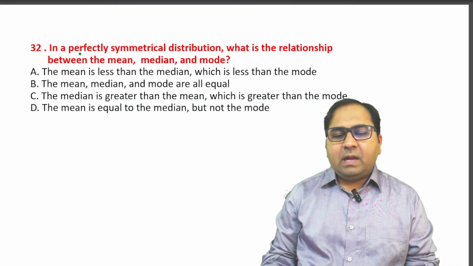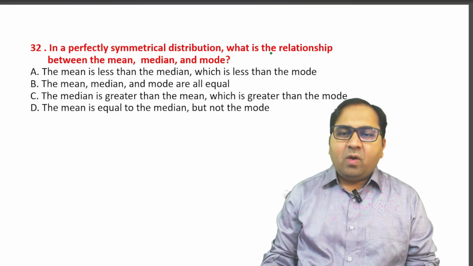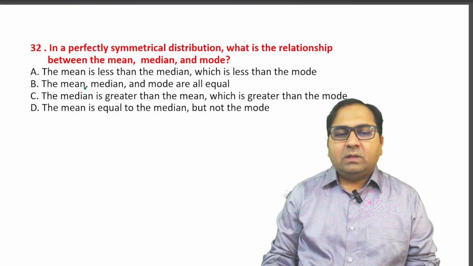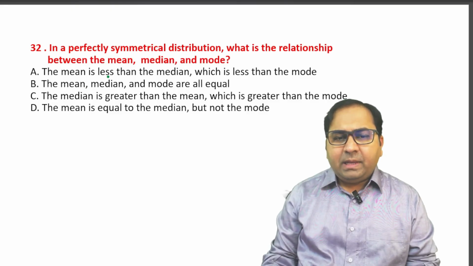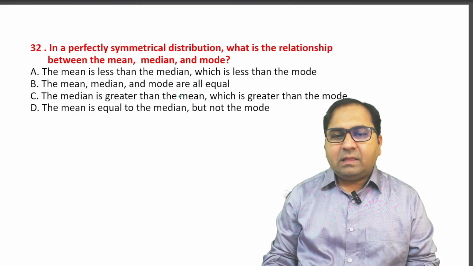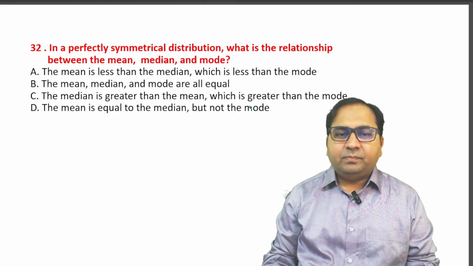Next question. In a perfectly symmetrical distribution, what is the relationship between mean, median and mode? Okay. So the options are A. The mean is less than the median, which is less than the mode. B. The mean, median and mode are all equal. C. The median is greater than the mean, which is greater than the mode. Or D. The mean is equal to median but not to the mode.